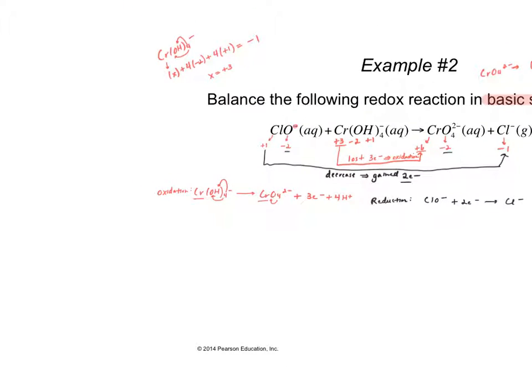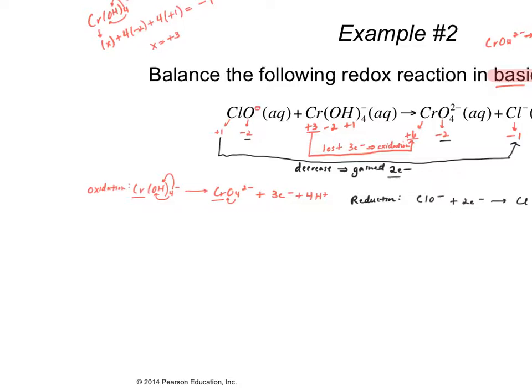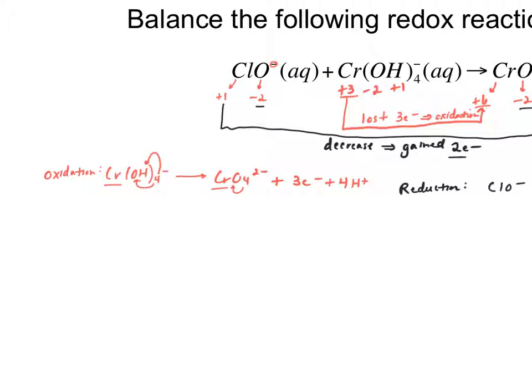But now this is the big difference, right? It says that we are in a basic solution, and so in a basic solution, we are going to add as many hydroxide or OH minus ions to both sides to get rid of any protons present, okay? So what I mean by that, we have 4 protons. I'm going to add 4 hydroxide ions to this side. But if I do that, I have to do it to the other side as well. So I'm going to also add 4 hydroxide ions to my reactant side.